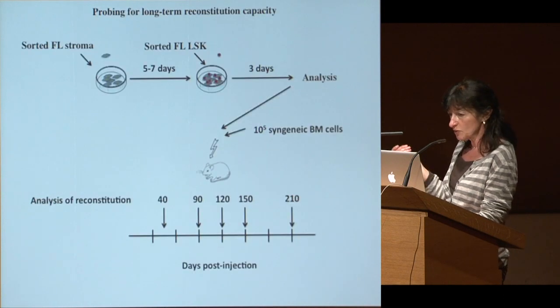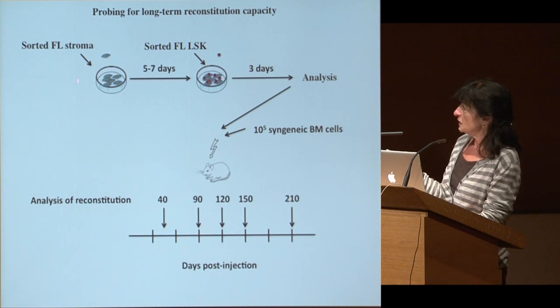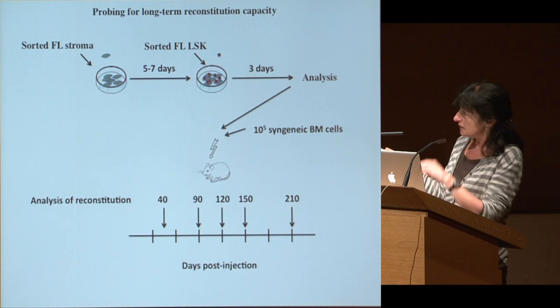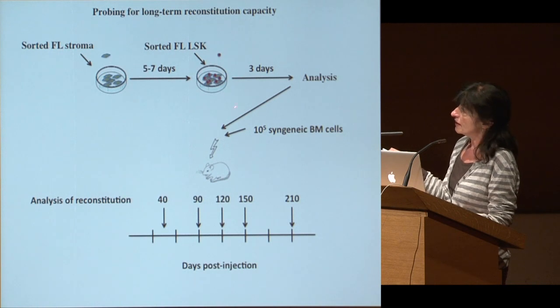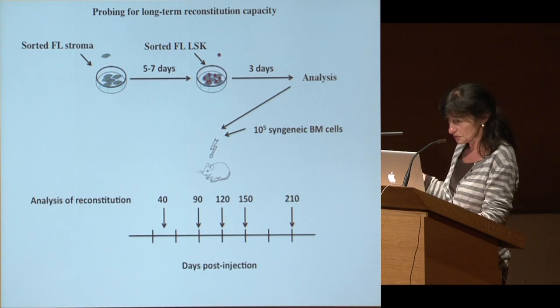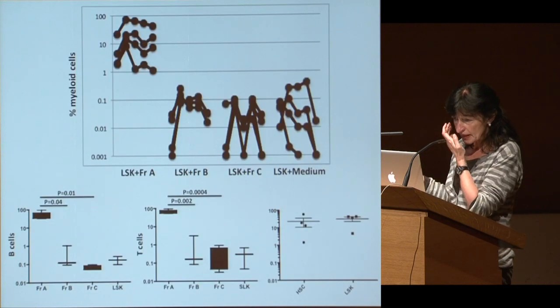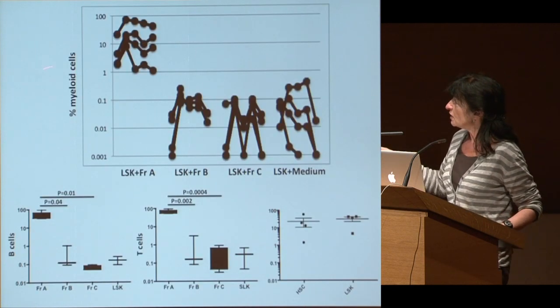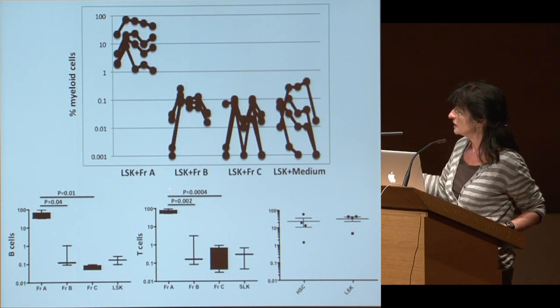And of course, the next question was, are those long-term reconstituting cells? So in fact, what we did is we isolated those cells by FACS sorting. We put fetal liver LSKs on top of them. We waited for a few days, and we injected them in lethally irradiated recipients in a competitive long-term reconstitution assay. We analyzed the blood at day 40, 90, up to 210 days. And this is the result. This is myeloid reconstitution at, you know, those different time points, ending in 210 days.